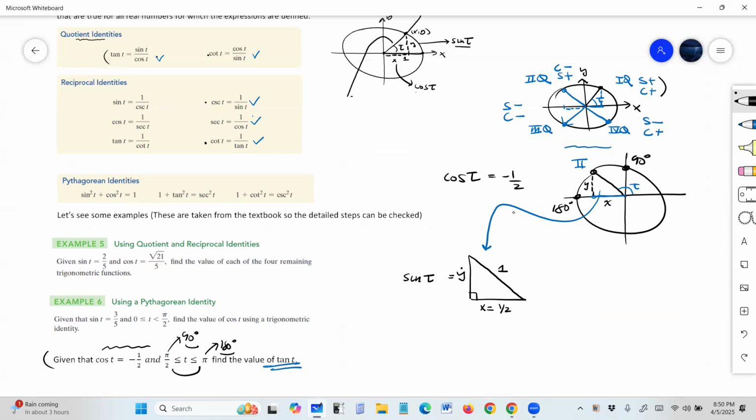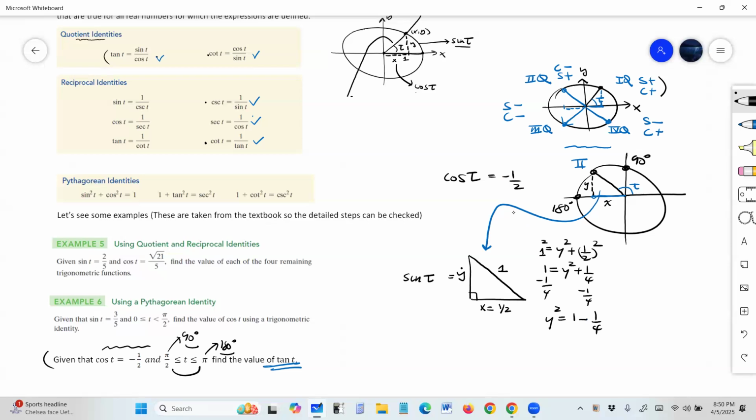Well, I know how to find y, which is using the Pythagorean theorem. So I'm going to do the exact same thing again. So 1 square equals to y square plus 1/2 square. Okay, that's the Pythagorean theorem. So 1 equals y squared plus 1 over 4. I'm going to subtract 1/4 from both sides. And I am going to get y squared equals 1 minus 1/4.